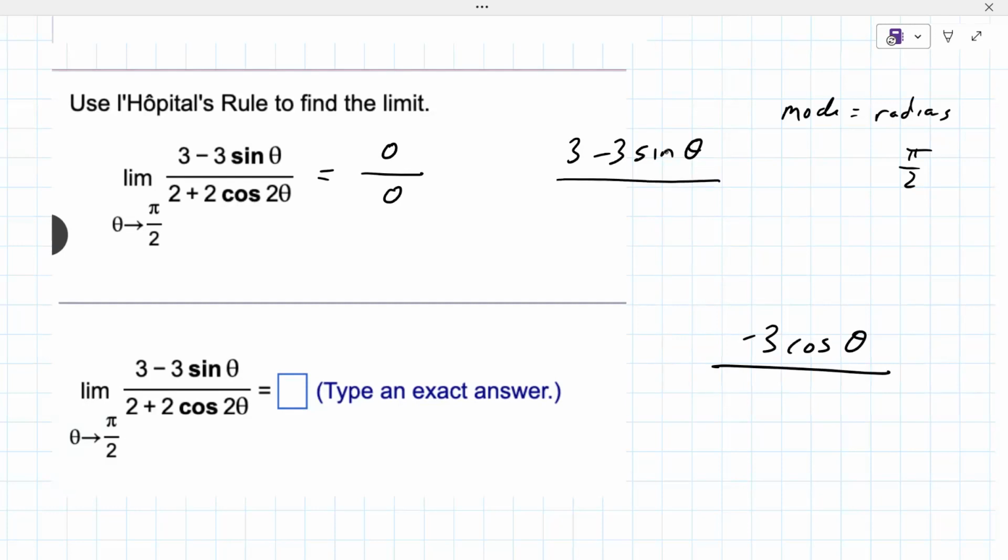All right, so then the bottom here, 2 plus 2 cosine 2 theta. This one's a little bit more involved. The derivative of 2 is 0. Derivative of cosine is minus sine, so it's -2 sine 2 theta, but then chain rule of the inside function. What's the derivative of 2 theta, or 2x? It would just be 2.